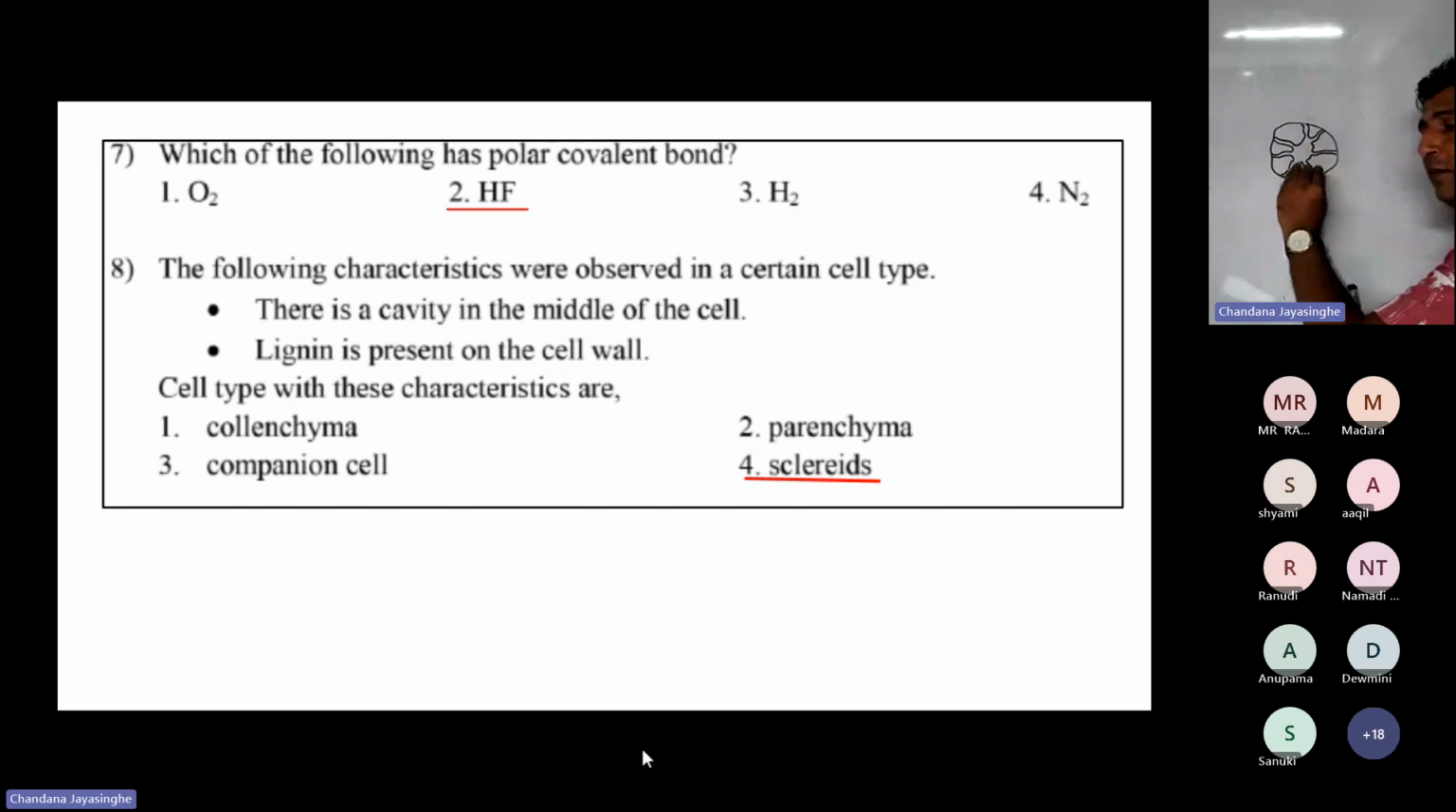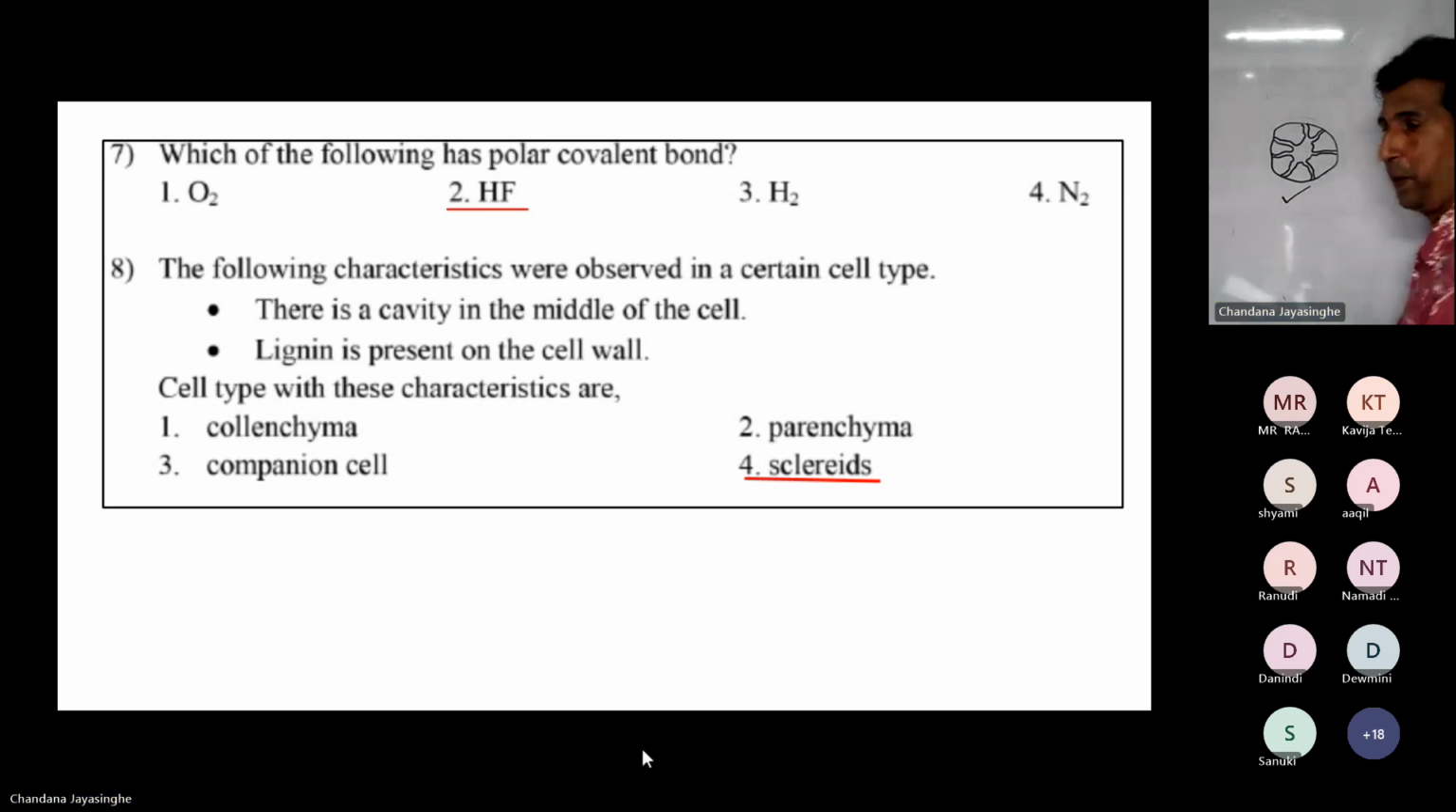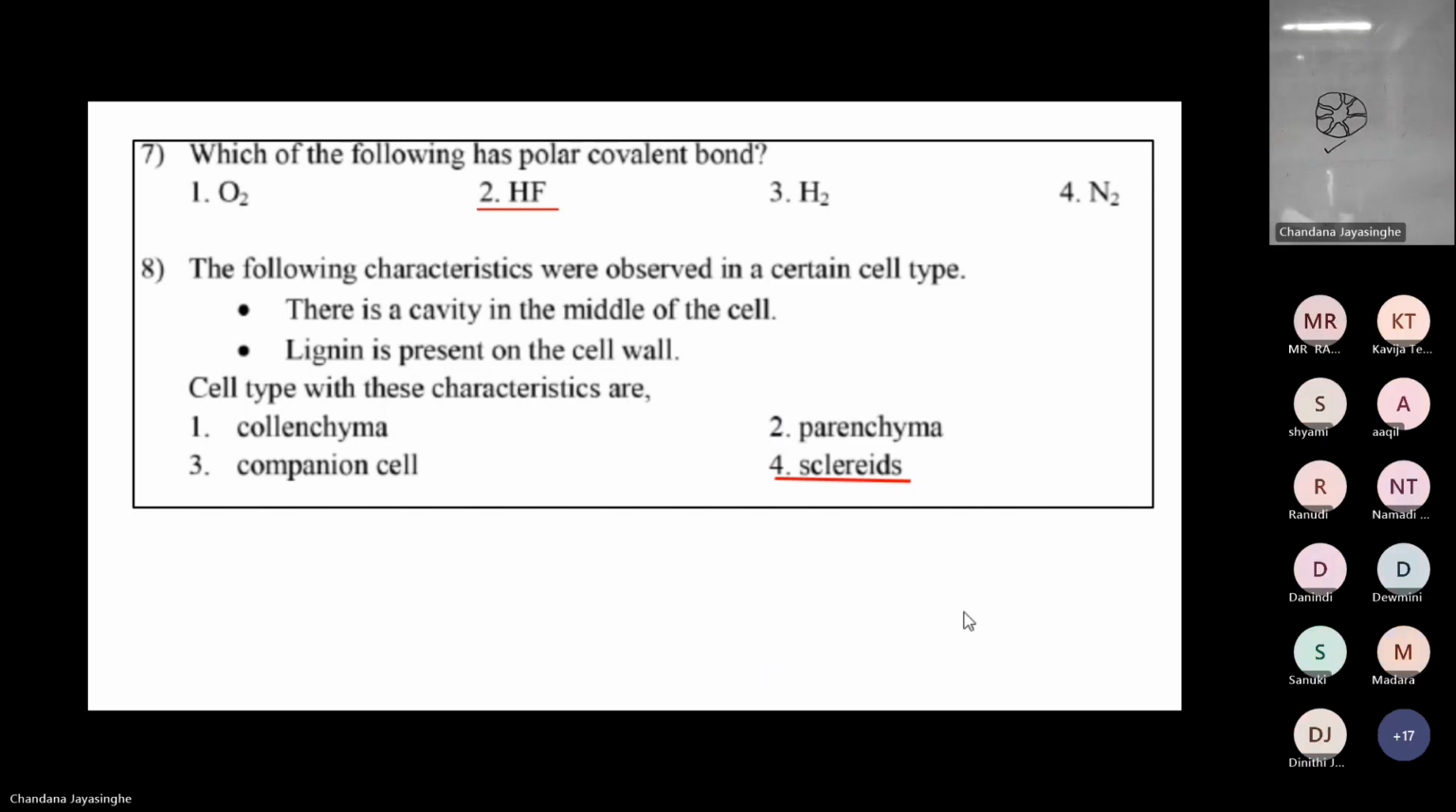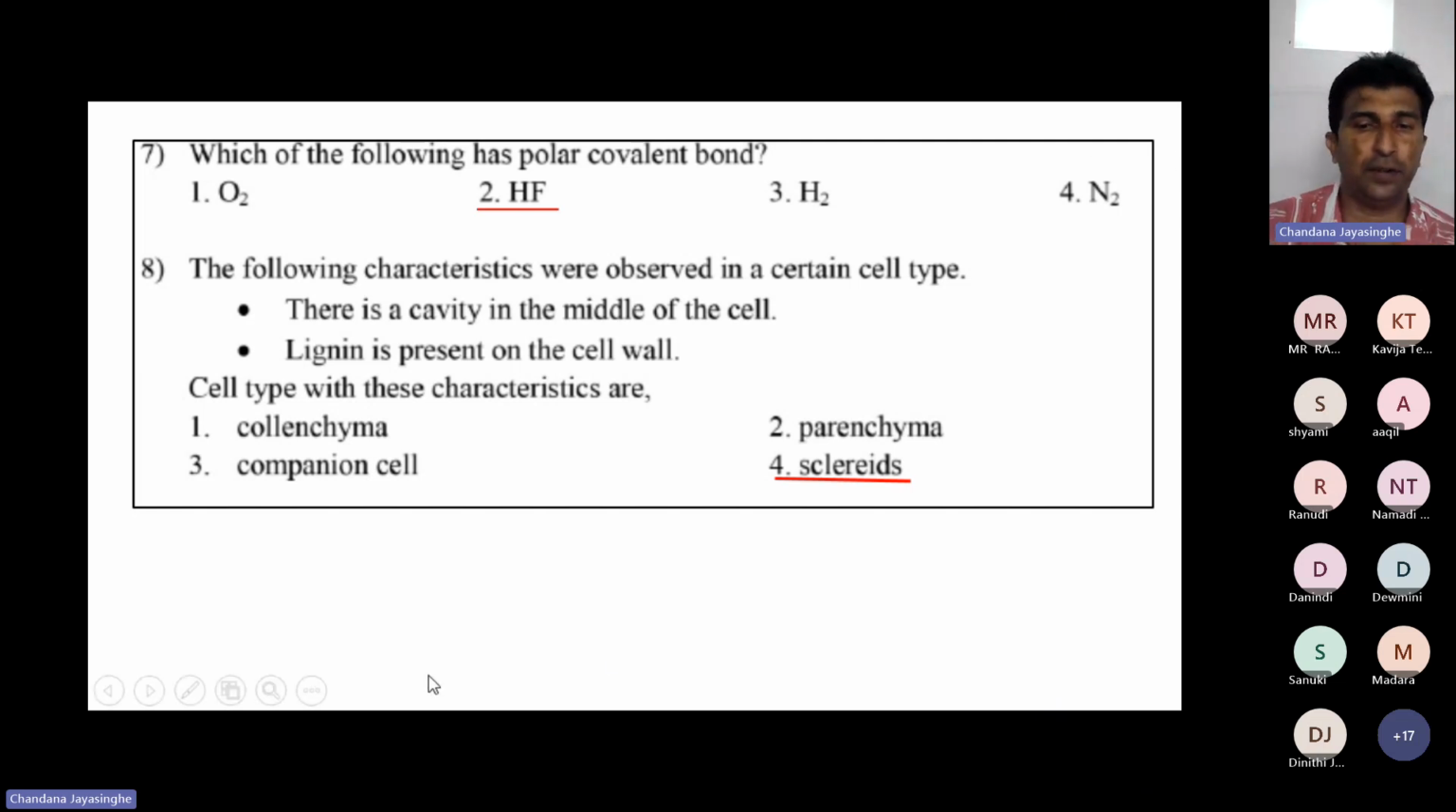Here in the primary cell wall, the secondary cell wall is already deposited with lignin, we call it lignified. And here you can see the hollow structure. That's why we call them fiber and sclereids, or stone cells, right? So the answer here comes this. Okay. Right. Now we are going for the next question.